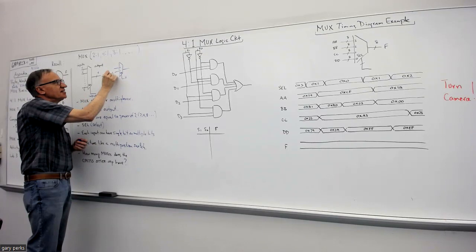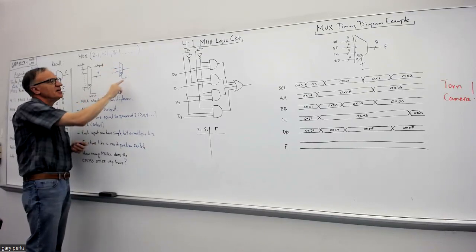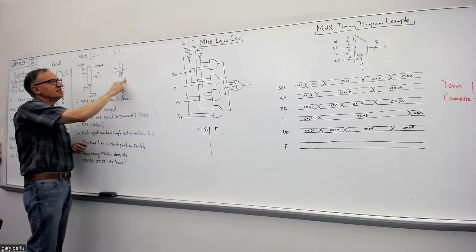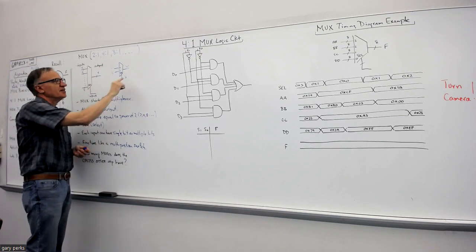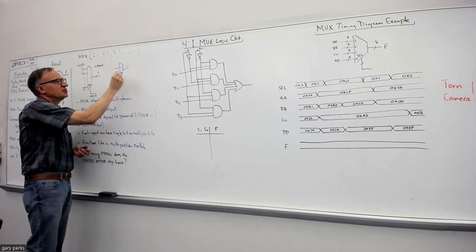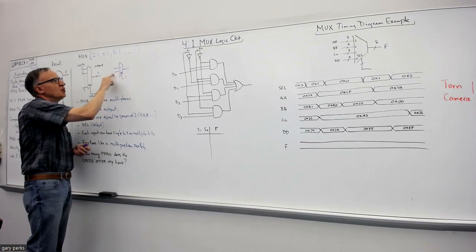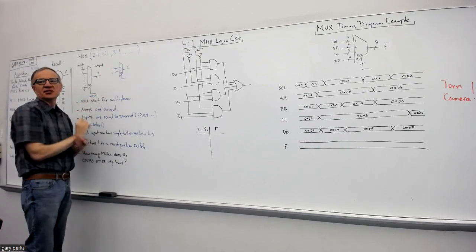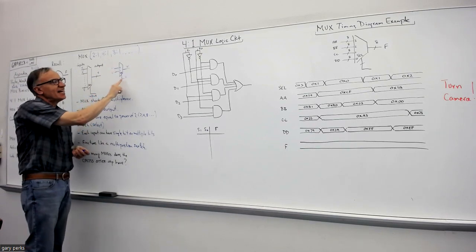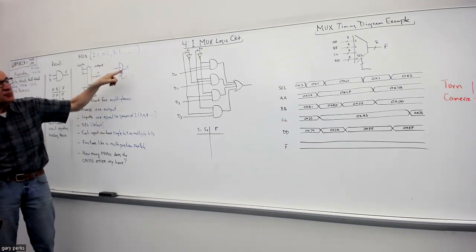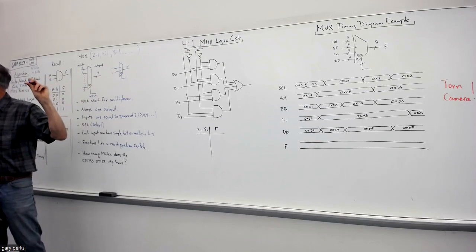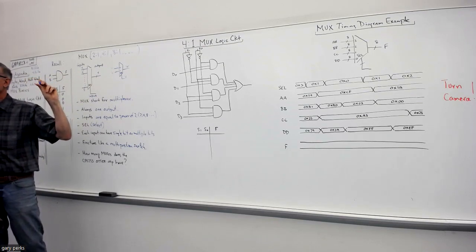Say I had a 0 on this input and a 1 on this input. If I put a 0 on the select, this 1 would now be at the output. If I change the select to a 1, now the 0 on the 1 input is connected to the output. So the select, as the name implies, is selecting which input gets connected to the output. Does that make sense?